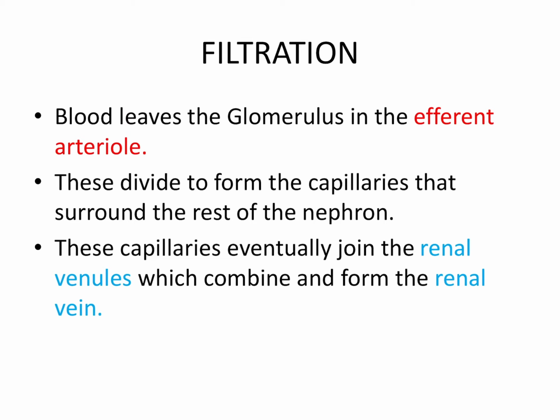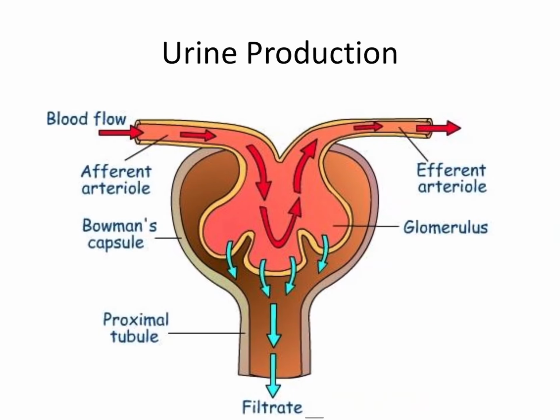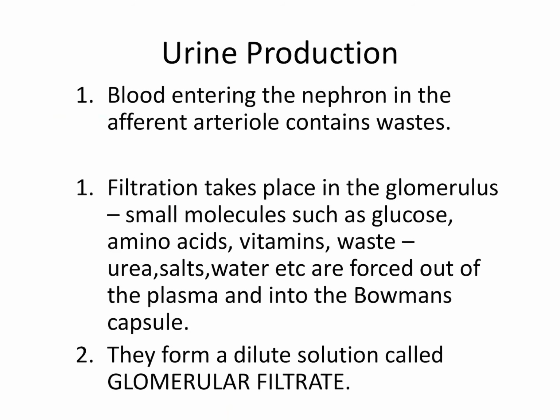Blood leaves the glomerulus in the efferent arteriole. These divide to form capillaries that surround the nephron. So remember, the nephron has a really rich blood supply. So all those capillaries completely surround the nephron. The capillaries will eventually rejoin to form the renal venule, which combines to form the renal vein. Okay, so filtration occurring in the glomerulus.